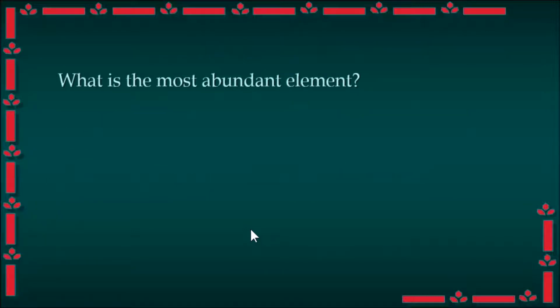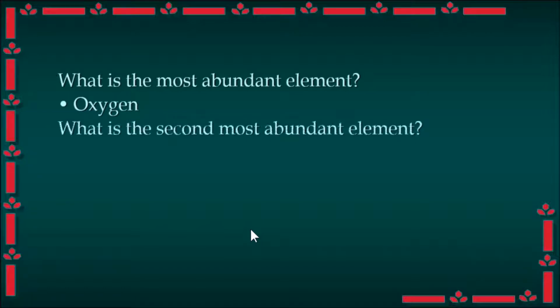What is the most abundant element on the earth? Joey. Oxygen, yes. The most abundant compound, by the way, is sand, silicon dioxide, SiO2. There is more SiO2 than any other compound. So my question for you is, what is the second most abundant element? Nitrogen.